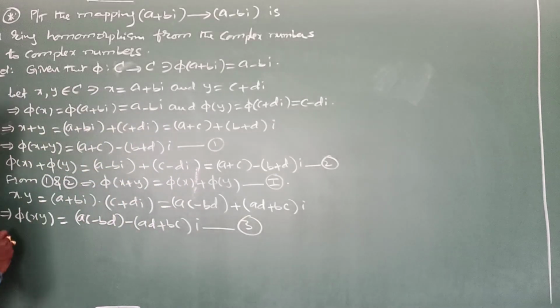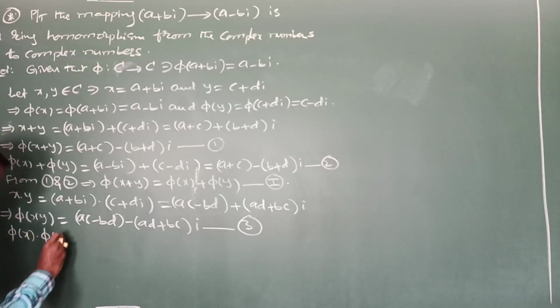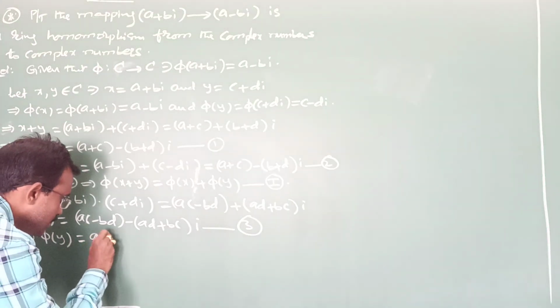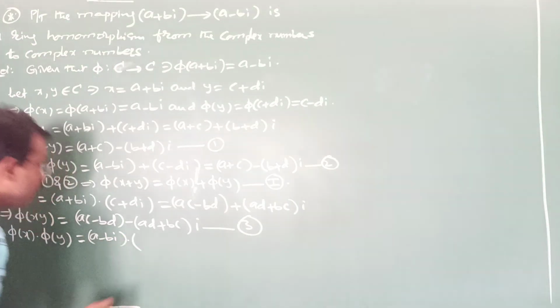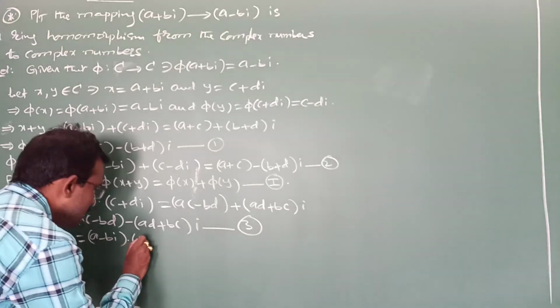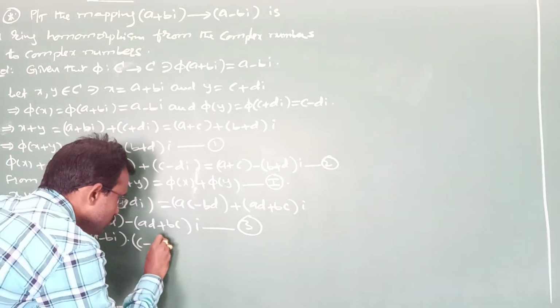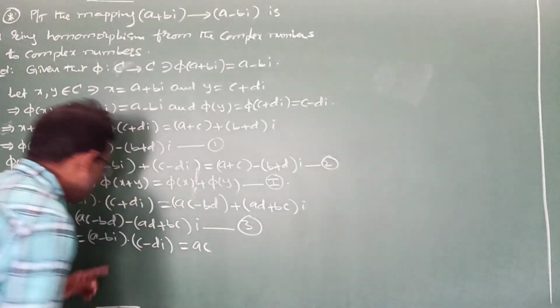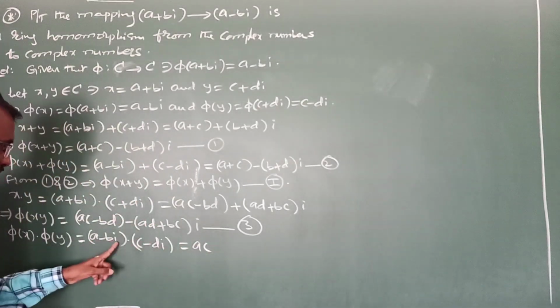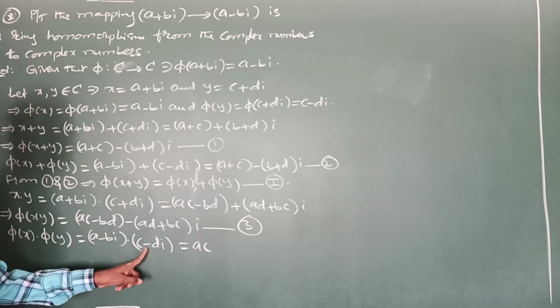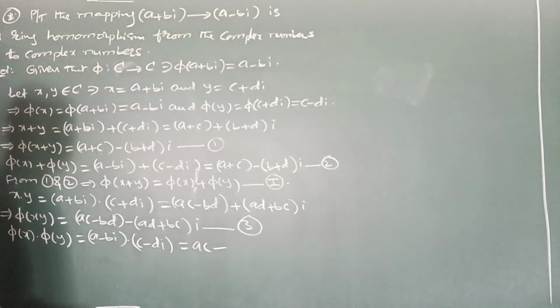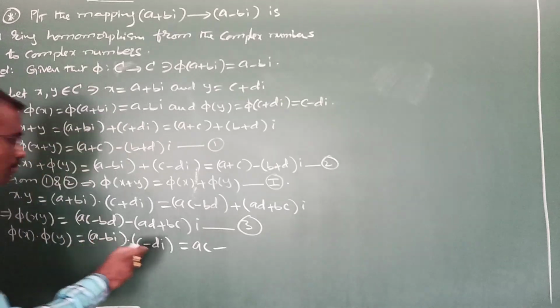Next separately find phi of x into phi of y, which is what? phi of x here is a minus bi, into what is phi of y? c minus di. This into this is what? ac. Now the next i coefficient, i into i is i square, minus into minus becomes what? Plus. i square is minus, again you get minus, right? ac minus bd.